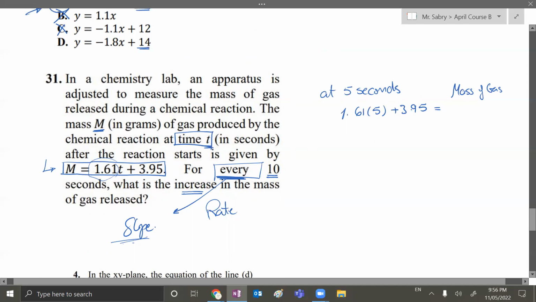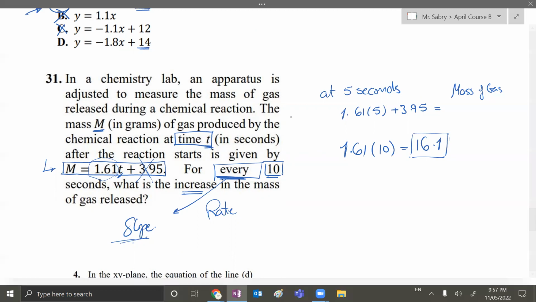So if I need to know the increase every 10, I should put T as 10, but without adding the 3.95. So I just do 1.61 times 10. This is the answer, 16.1. This is the amount of gas increased for every 10 seconds. If I add 3.95, I'm getting the amount of gas released after 10 seconds, not for every 10 seconds. Does that make sense or not? Because this is a very tricky question.